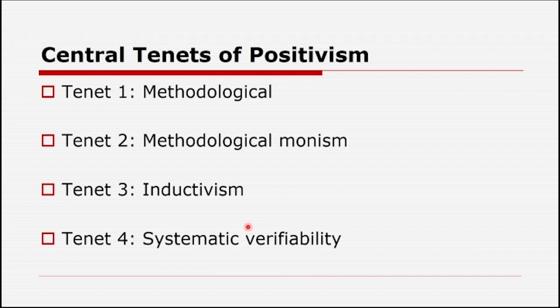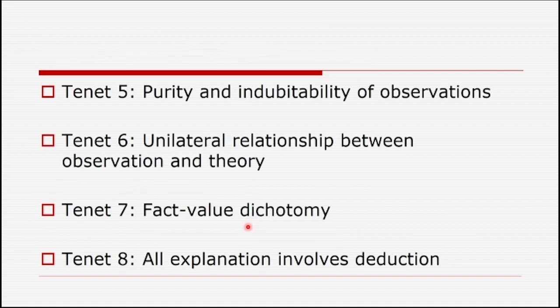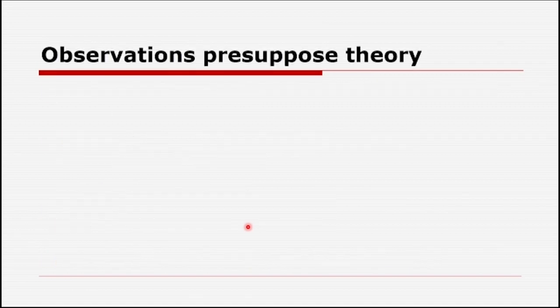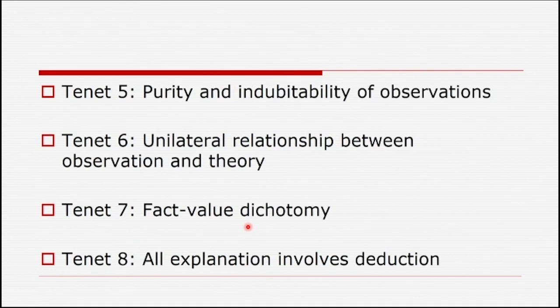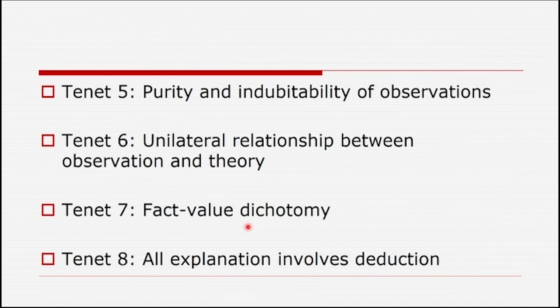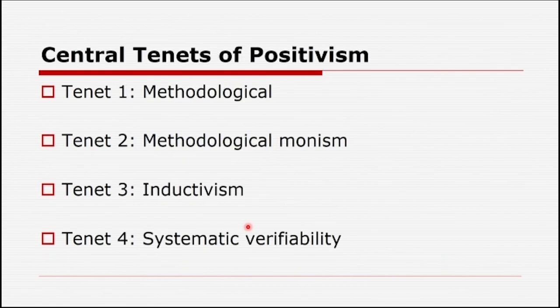First, tenet one, that is methodological. What is this methodological? We will say methodological monism, inductivism, systematic verifiability, observations are pure and indubitable, a unilateral relationship between observation and theory, there must be a dichotomy between fact and value, explanation must involve deduction and so on. We'll see what kind of thing.